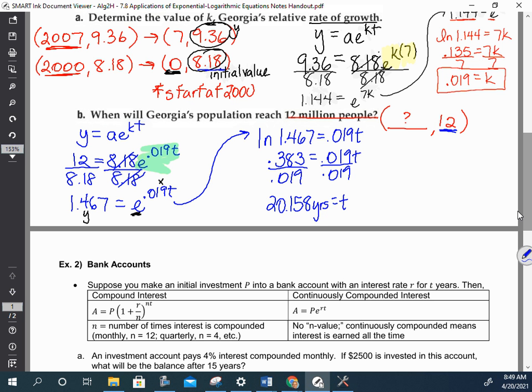Not done. They asked for when. We just found out how many years it would take. So it would end up being somewhere in the year 2020. You take your starting year, which is 2000, and add your t value, 20.158. So somewhere in the year 2020.